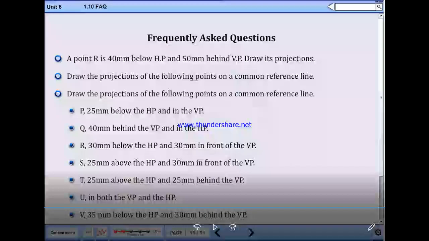Now you note down frequently asked questions, because these are all previously asked in question papers.